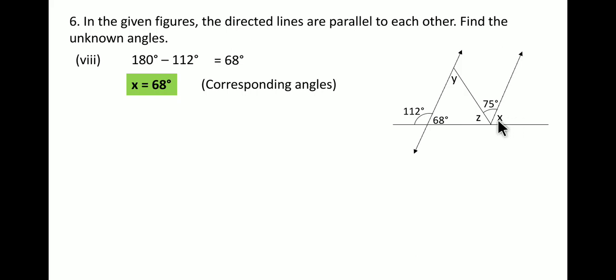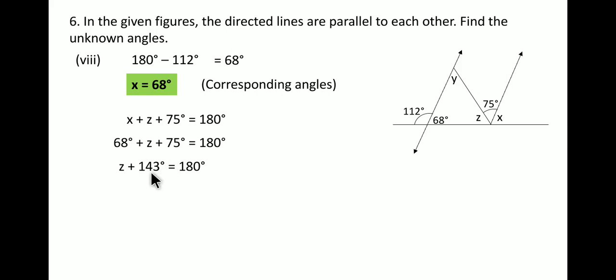Now, since X is 68 degree, and this angle 75 degree and this angle Z, they are standing on the same straight line, we can say that the sum of these angles will be equal to 180 degree. So X plus Z plus 75 degree is equal to 180 degree. Putting the value of X as 68 degree out here, we will get 68 degree plus Z plus 75 degree is equal to 180 degree. In the next step, we'll add 68 and 75. So that will be equal to 143.